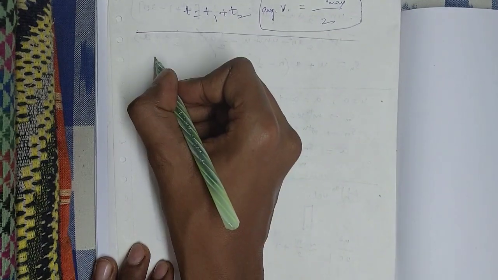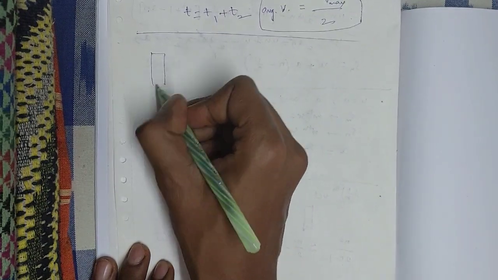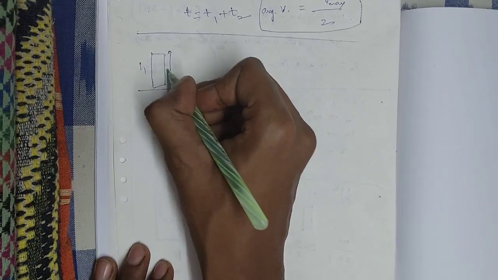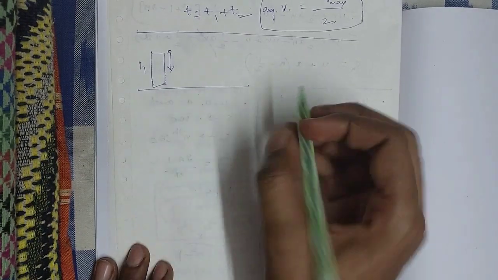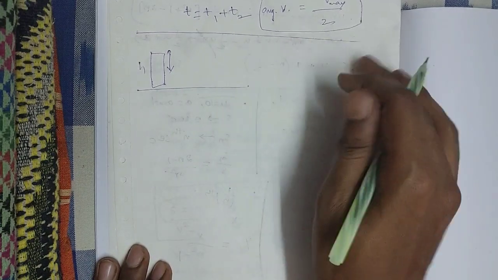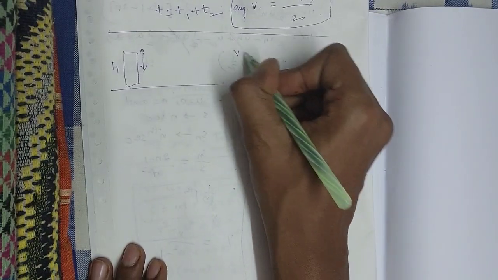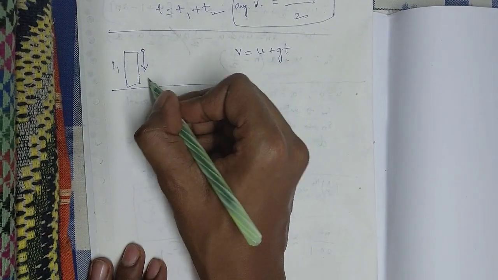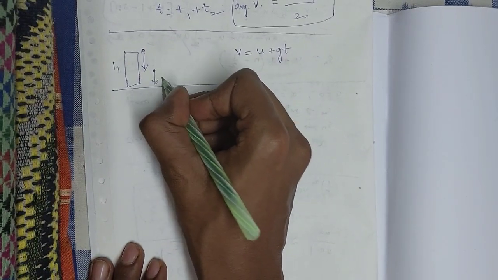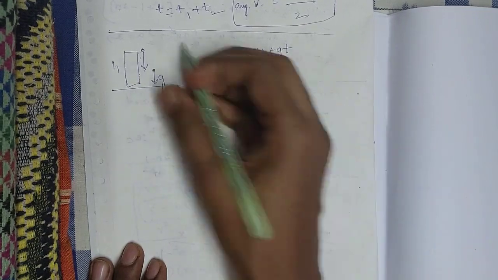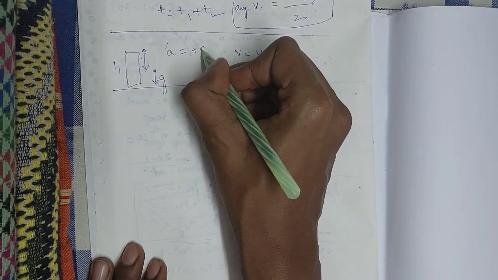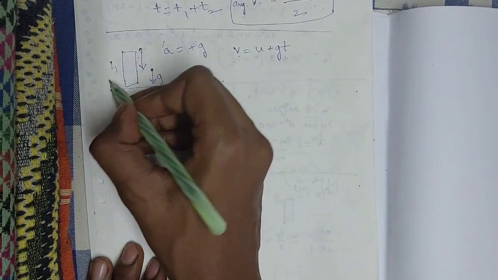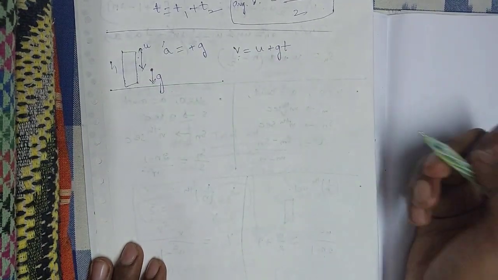If a body is thrown from a height h downwards, then the basic formula will be V equals U plus gt, because the gravitational force is always downwards. Both are in the same direction. a equals plus g. Hence V equals U plus gt, as it is thrown downward with the initial velocity U.